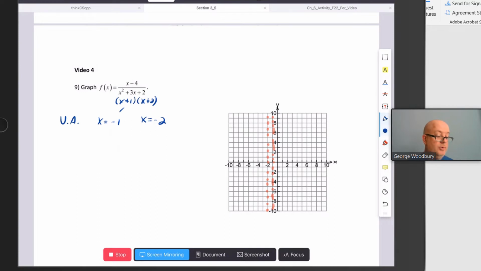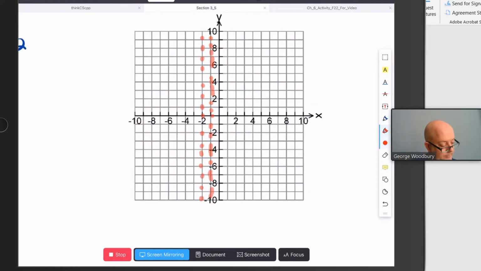All right, what do we do next? Well, we need to figure out what the horizontal asymptote or slant asymptote is going to look like here. Because the degree in the denominator is greater than the degree in the numerator, y equals 0 is the horizontal asymptote. So let's add that to the graph. So marking these up, we've got x equals negative 2, x equals negative 1, and y equals 0.